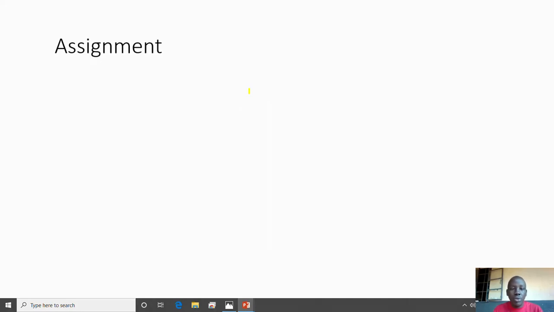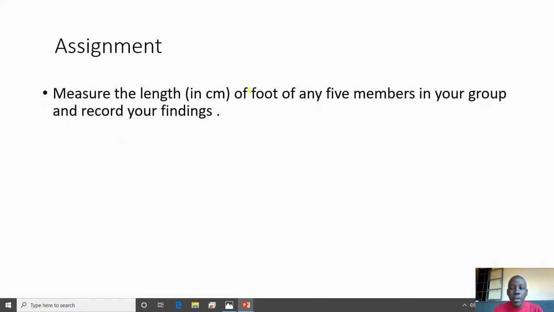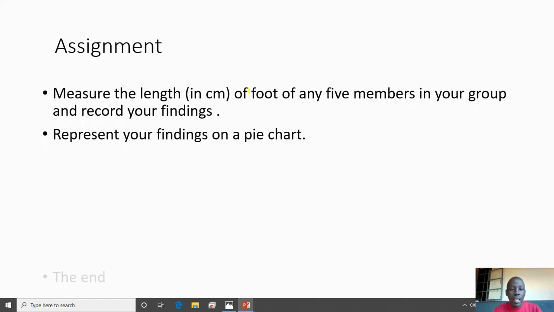After doing that, we are going to have this simple assignment which you are going to carry out. The assignment looks like this: measure the length in centimeters of the foot of any 5 members in your group and record your findings. Represent your findings on a pie chart. That's the assignment which you are going to do in order to perfect what we have covered in the previous slides.